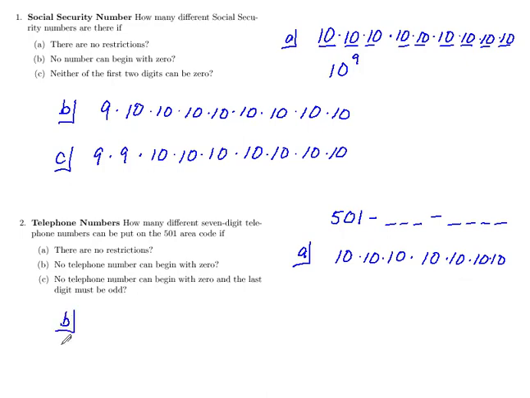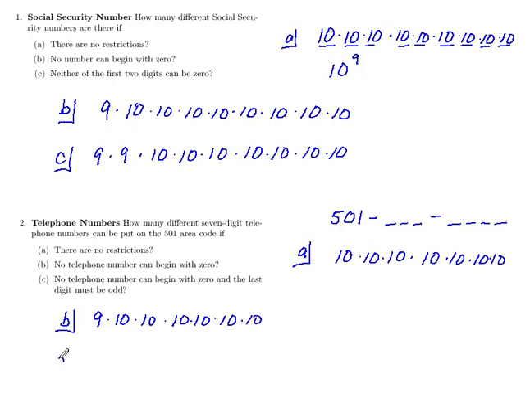Part B says no telephone number can begin with a 0, so 9 for the first spot, and then times 9, 10, 10, and then 10s for the last 4 digits, for the number of choices for those last 4 digits, I should say.